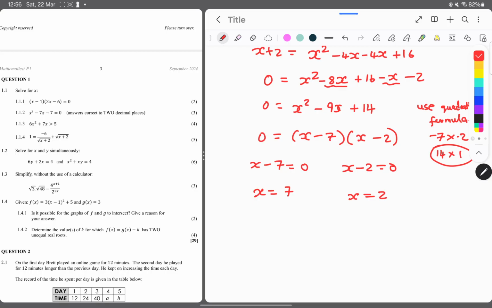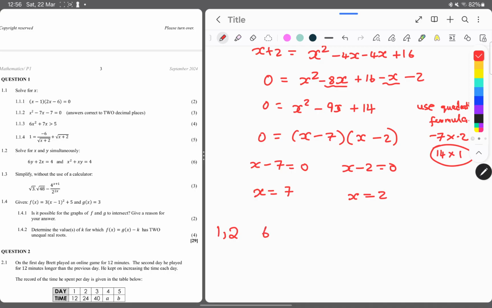The next question, we're moving to 1.2 now. It is a simultaneous equation. Solve for x and y simultaneously, which means you're going to get two solutions for x, two solutions for y. Why are we getting two solutions? Because the other equation is a quadratic equation. You have a linear equation and a quadratic equation.